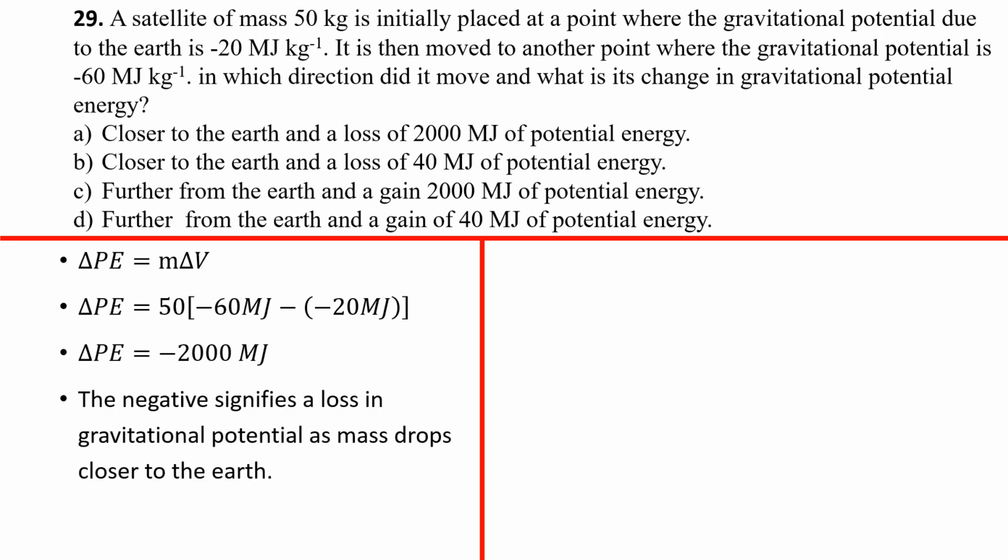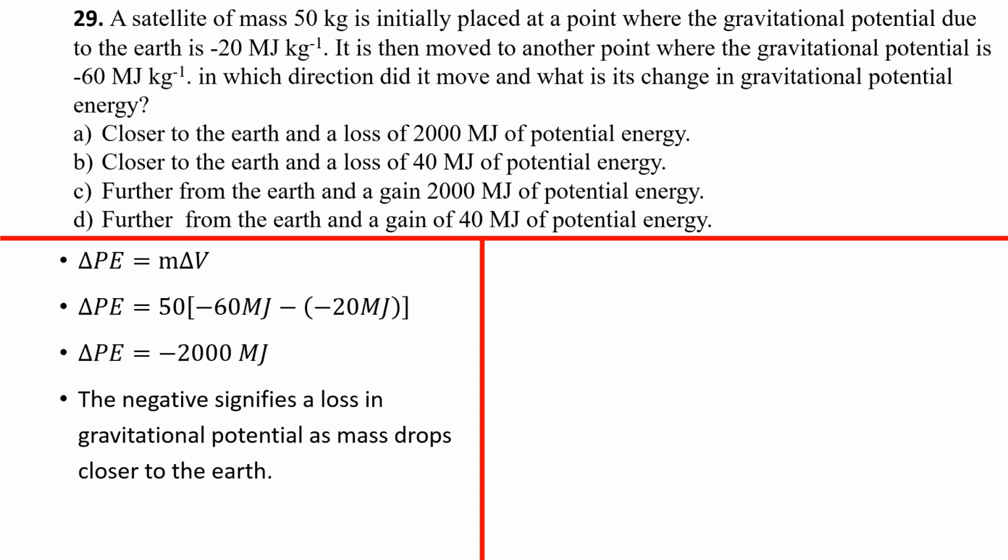Now, the negative there actually has a meaning. The negative signifies a loss in gravitational potential as mass drops closer to the Earth. So this definitely tells you that you're getting closer to the Earth. When you're getting closer to the Earth, you're losing gravitational potential energy.